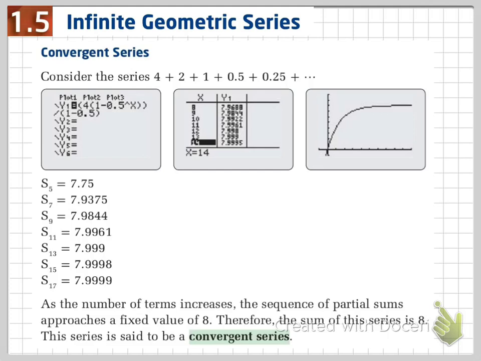Notice the sum of the first 5 terms in this series is 7.75, 7.9375, 7.98, 7.99, 7.999, 7.9998, and then 7.9999. As the number of terms increases, the sequence of partial sums approaches a fixed value of 8. Therefore, the sum of this series is said to be 8. This series is called a convergent series.